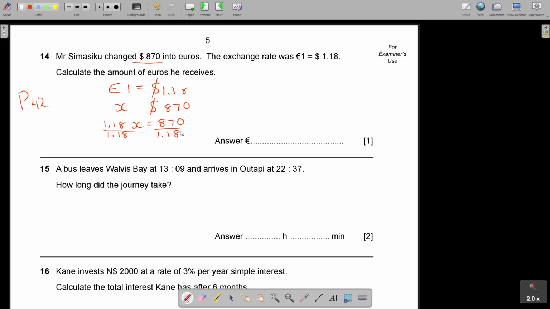So basically, 870 divided by 1.18. So X will be equal, first write your calculator display down. But money must always be approximated to 2 decimal places. So then you can say, okay, that 8 is the second decimal place, but the next 8 makes it a 9. So it's 737.29. Okay, let's go to that exam report.